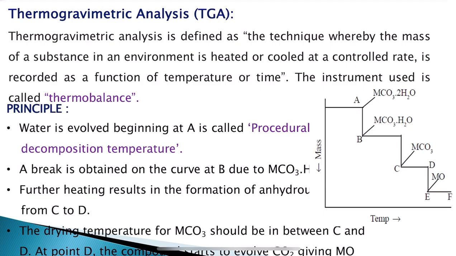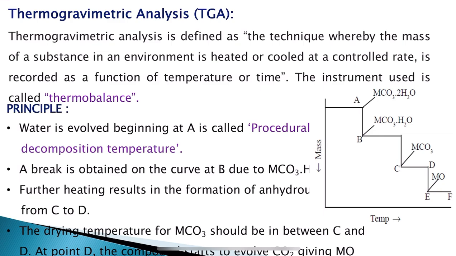Now, we will understand the definition of thermogravimetric analysis. As I told, it is a technique where the mass of a substance in an environment, where we are going to keep that sample, is cooled or heated. We have to check what changes are going to happen to that sample when we increase or decrease the temperature. What physical and chemical changes could occur to that sample when the temperature is increased or decreased has to be examined.